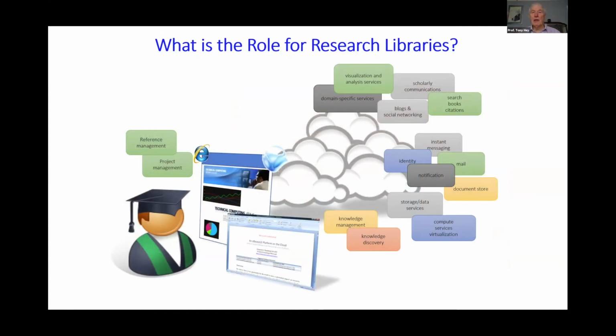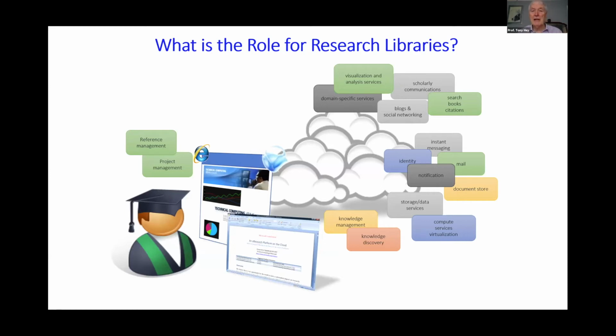So this is where I see things. You have now lots of services you can get from the cloud. You have lots of services you can do online: visualization, blogs, instant messaging, compute services, knowledge management, document stores, scholarly communications, all of these things electronically. Where in a university is the library? What is the role for research libraries? And that's the thing that has concerned me for some years.